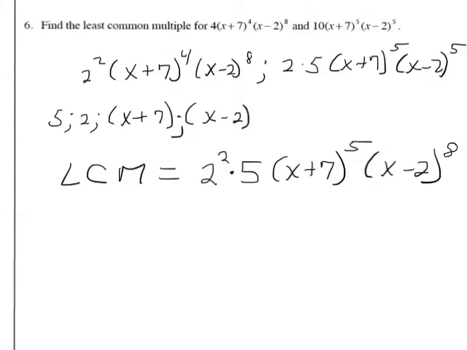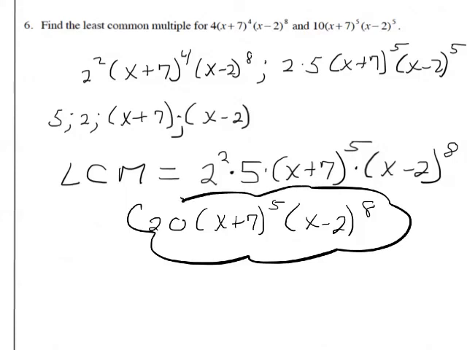Now remember, it's multiplication between everything, just so you know. So what is my least common multiple? Well, I can multiply it all together. I have 2 squared is 4, 4 times 5 is 20, so it's going to be 20, (x plus 7) raised to the 5th, (x minus 2) raised to the 8th. And that is my LCM.